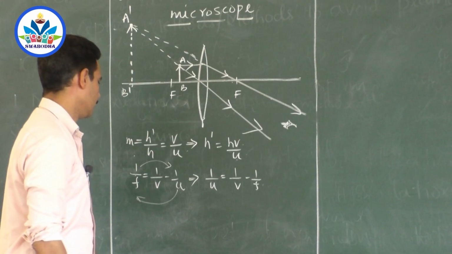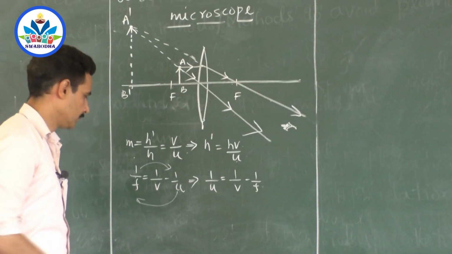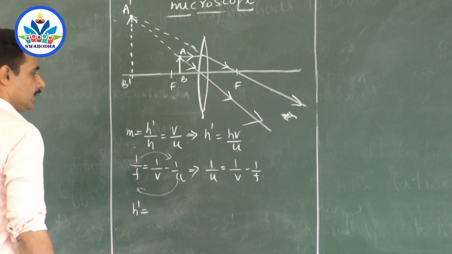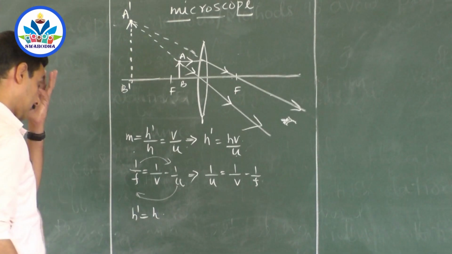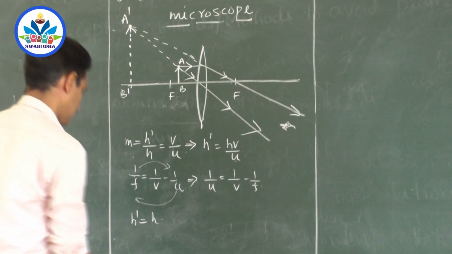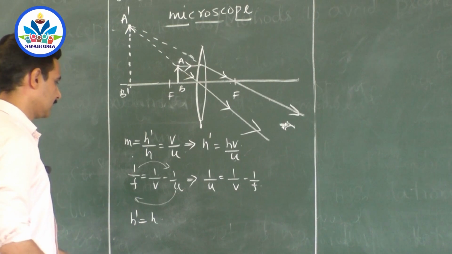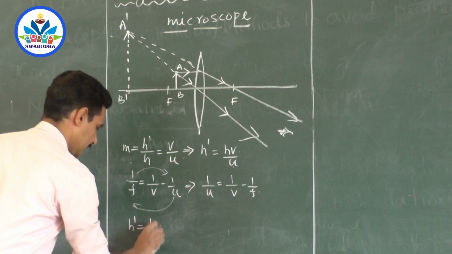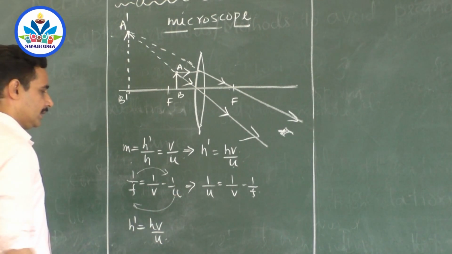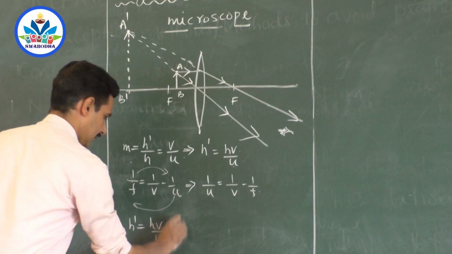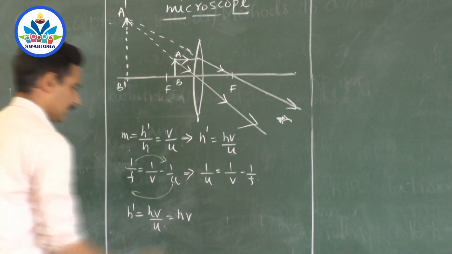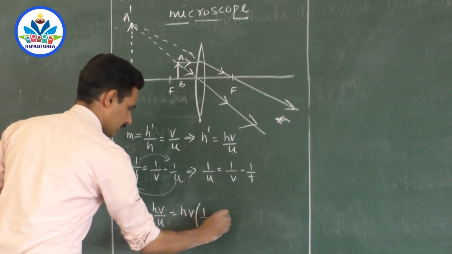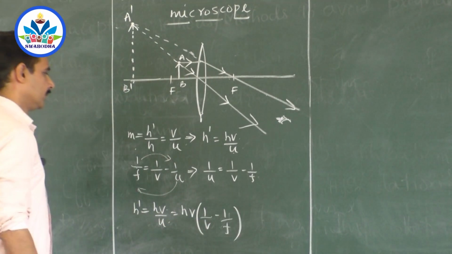So that comes to H dash is equal to H into V by U. Or we will write the equation for magnification only. It is HV by U. Okay, HV by U. That is equal to H into V into, 1 by U can be substituted as 1 by V minus 1 by F, right?